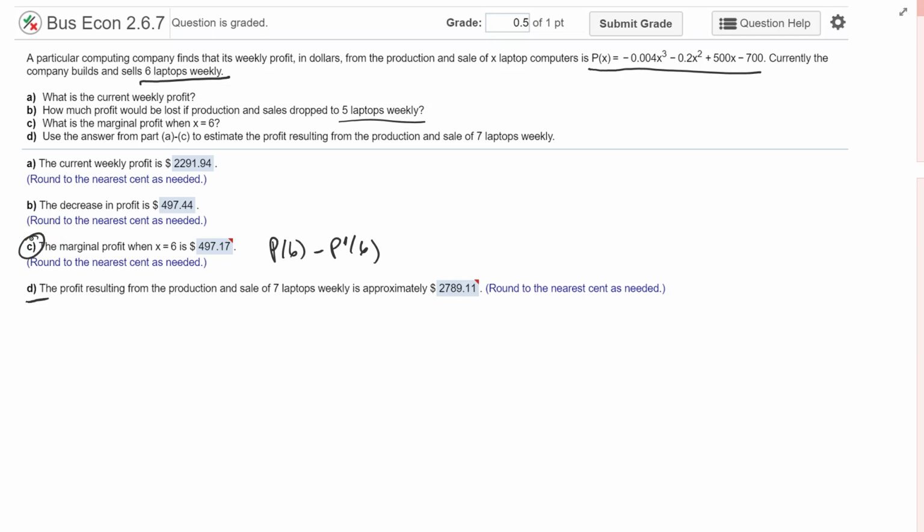And then D, given the marginal profit here, using A and C, you're going to calculate the profit resulting from the production of 7 laptops. It's going to be approximately the selling 6 plus the marginal profit when x is 6 to get to 7. So you're just going to add those two together.